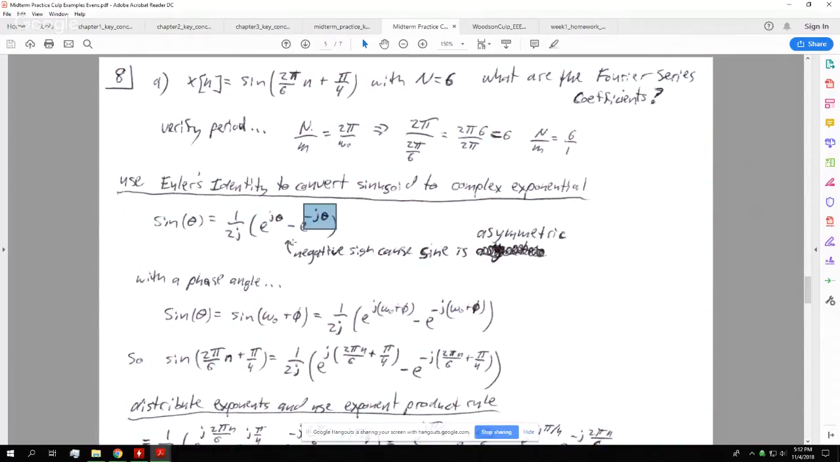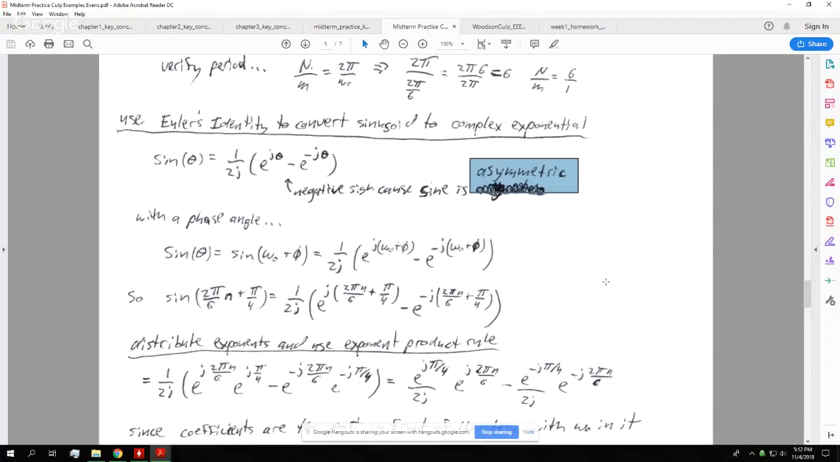Just for gee whiz, if you're interested in why there's a minus sign here: if you've noticed, Euler's identity for a cosine has a plus. It's a minus for the sine because a sine function is asymmetric, versus a cosine function, which is symmetric about the origin. That's just gee whiz if you want to know where it comes from.